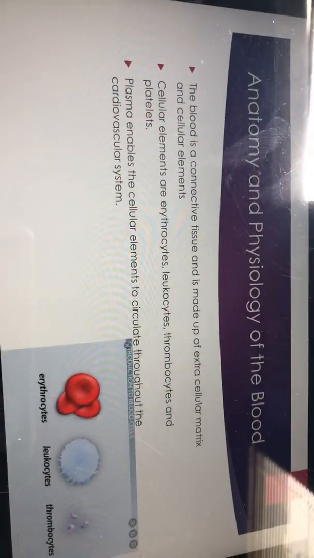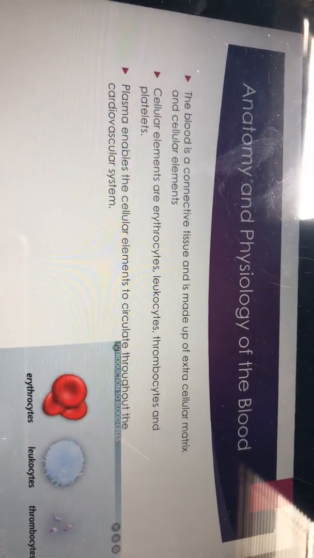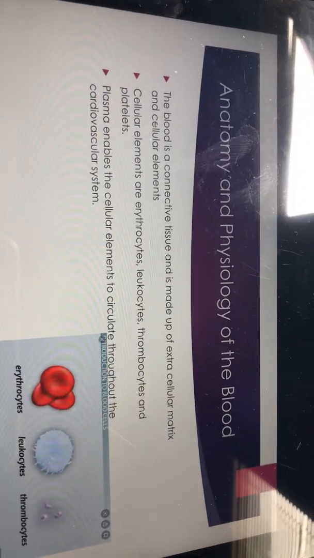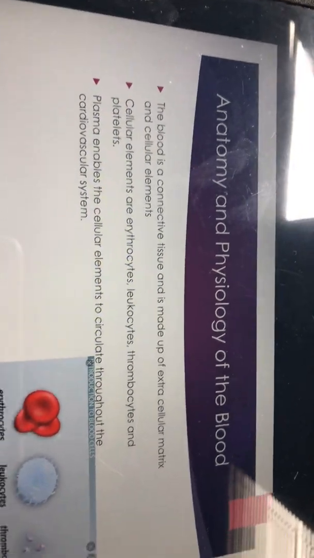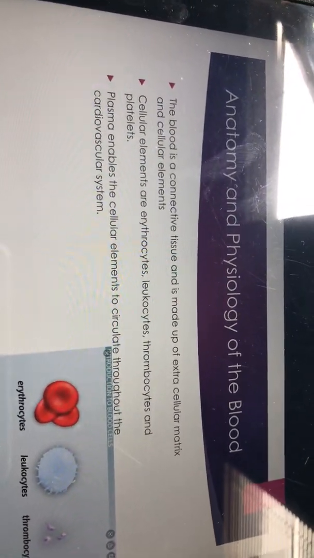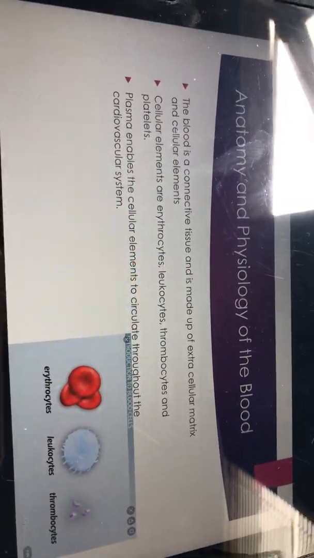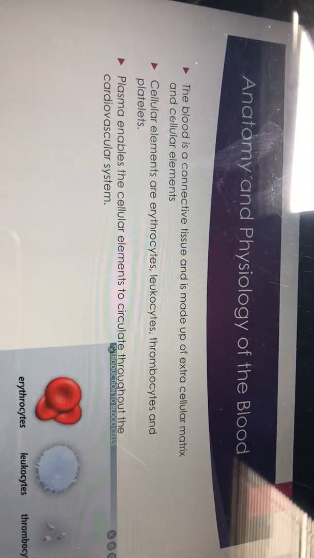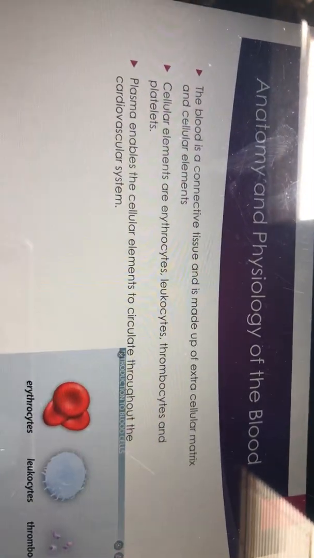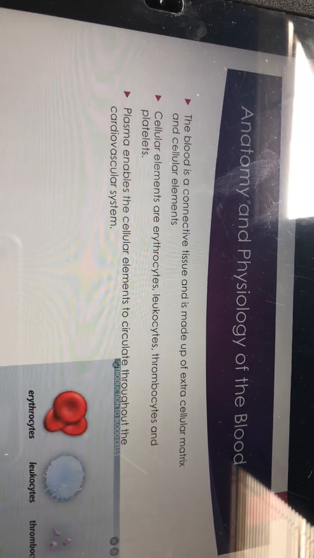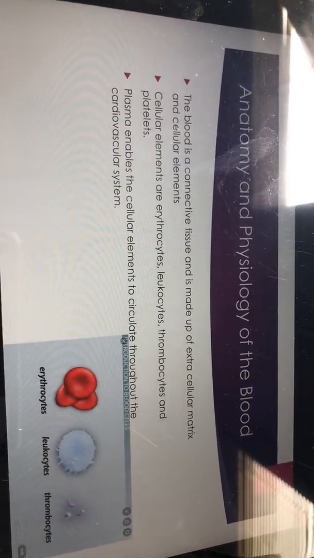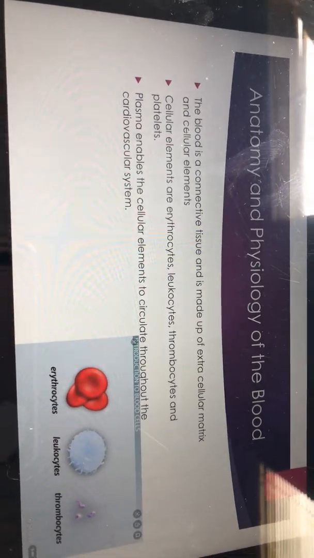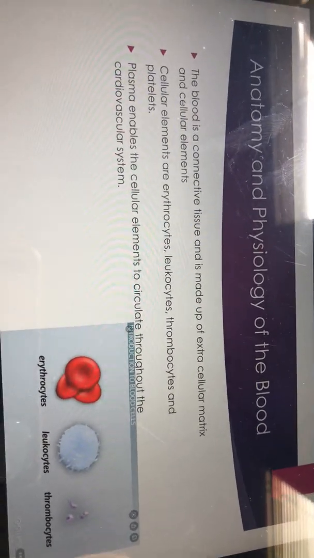Before we actually get into leukemia, we have to talk about the anatomy and physiology of the blood, which is the body system that leukemia affects. The blood is a connective tissue made up of extracellular matrix and cellular elements. Those cellular elements are erythrocytes, leukocytes, and thrombocytes, which are platelets. These cellular elements sit in plasma, which enables them to circulate through the cardiovascular system.